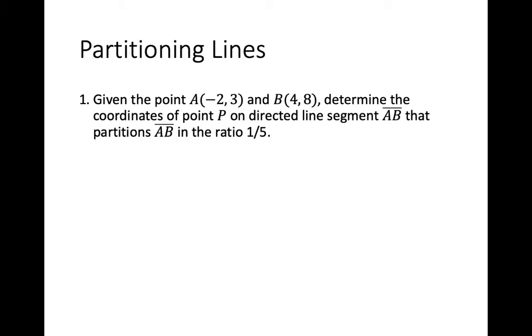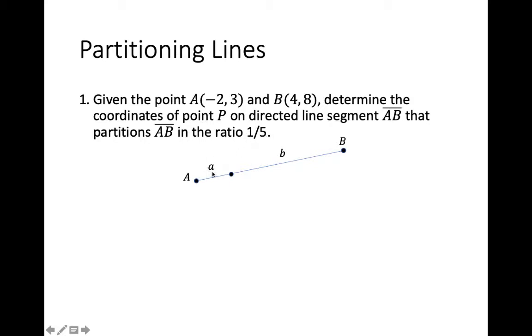Partitioning lines. Given the points A (-2, 3) and B (4, 8), determine the coordinates of a point P on the line segment AB that partitions AB into the ratio 1 to 5. So I'm going to draw a little picture here and say here's our line segment, and here's an estimate of where that point would go, so that if we label the two sections of this line segment A and B, A divided by B would have a ratio of 1 to 5.